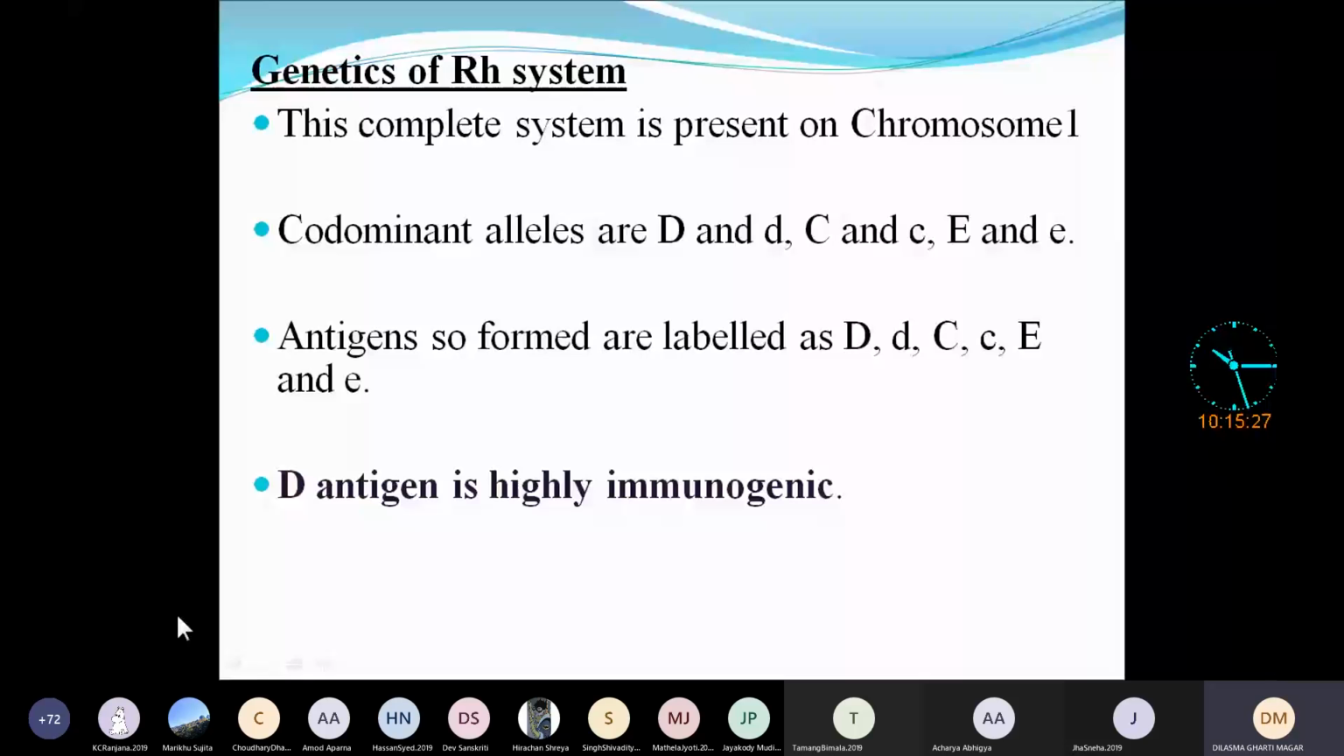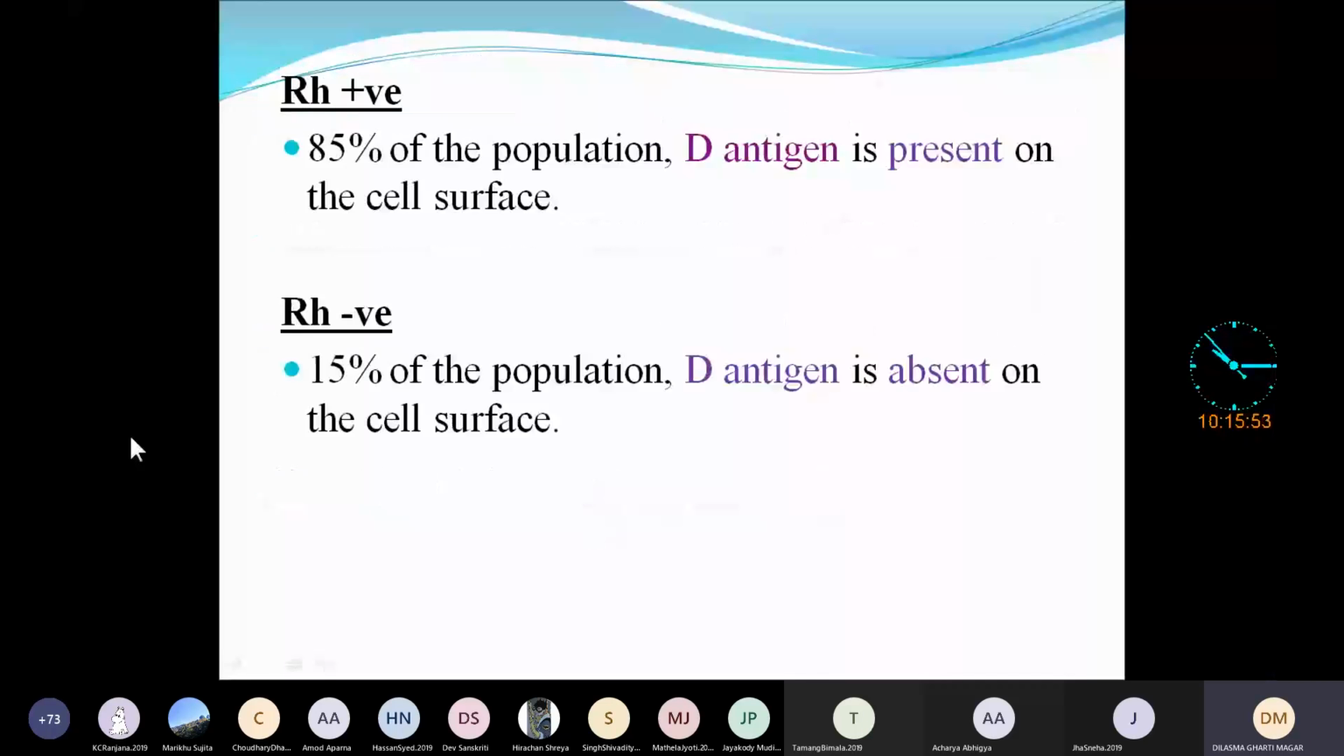So now, whatever antigen is formed will be labeled as the D antigen, small d antigen, C antigen. Out of all these CDE, there are 6, isn't it? Capital D antigen is highly immunogenic. That's why we call it the D antigen in the Rh system. If the D antigen is present, then it is Rh positive, and if the D antigen is negative, then the person's blood group becomes negative.